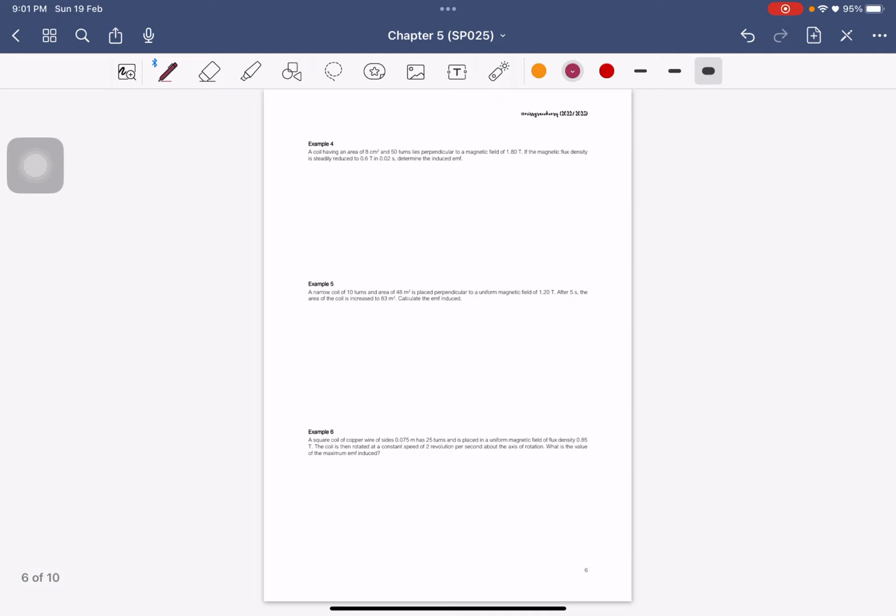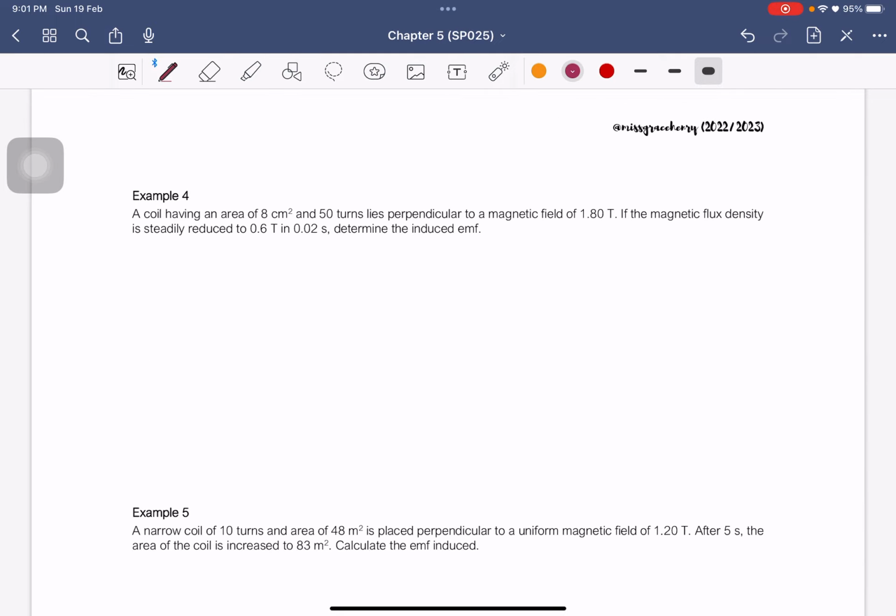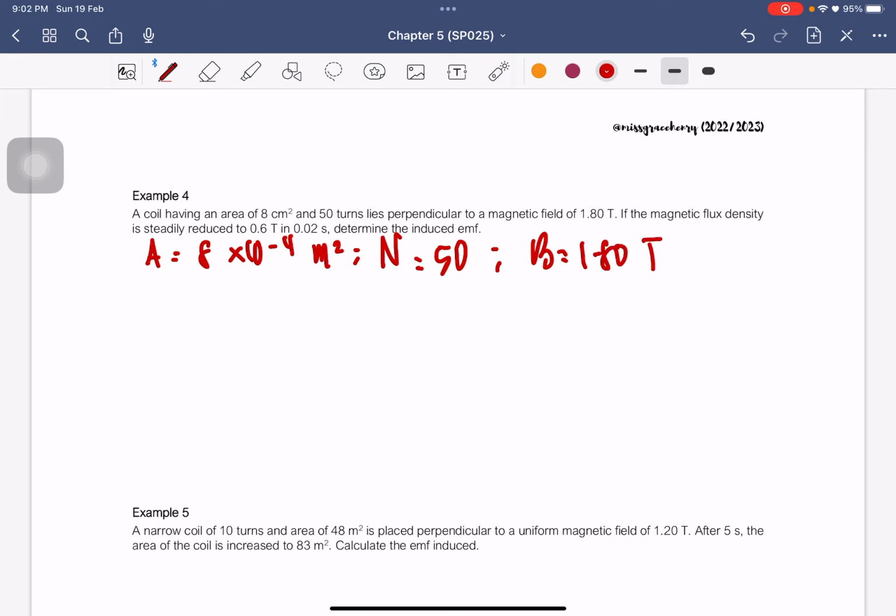Example number 4. We have a coil which has an area of 8 centimeter square. So area is 8 times 10 to the power of negative 4 meter square. Number of turns is 50. Then the magnetic field is 1.8 Tesla. If the magnetic flux density is steadily reduced, so initial, then reduced to 0.6 Tesla in 0.02 seconds, determine the induced EMF.